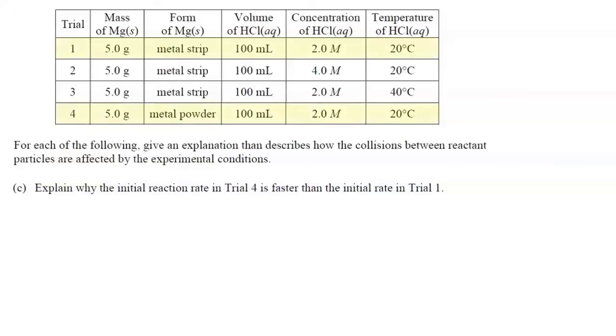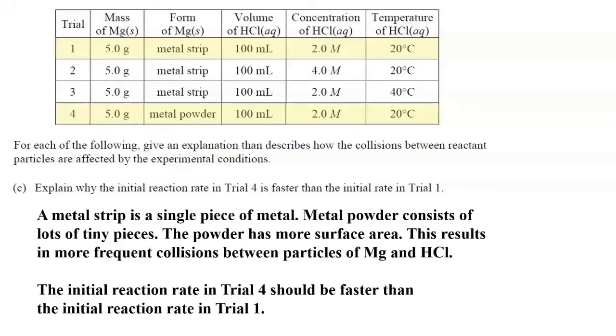Now we go from having a metal strip of magnesium to having metal powder. So we're changing the surface area. Let's see how the collisions would be affected by an increase in surface area. A metal strip is a single piece of metal. Metal powder consists of lots of tiny pieces. The powder has more surface area. This results in more frequent collisions between the particles of Mg and HCl. The initial reaction rate in trial 4 should be faster than the initial reaction rate in trial 1.